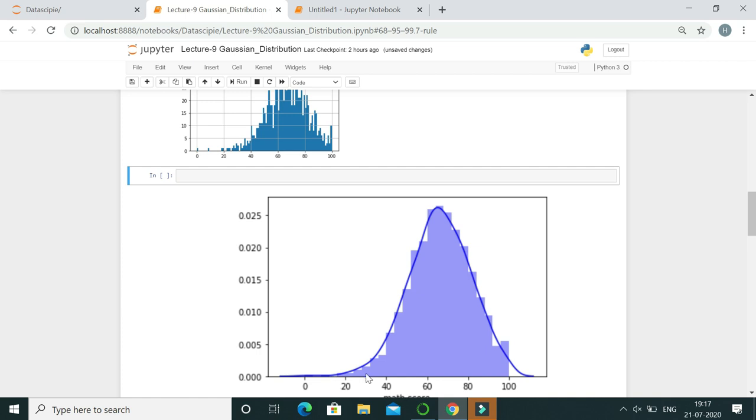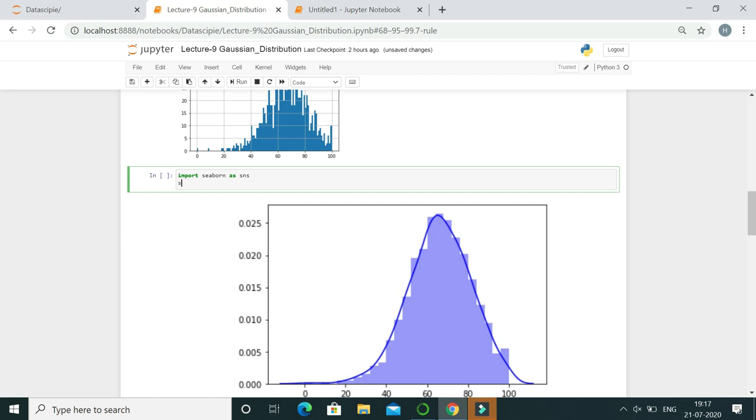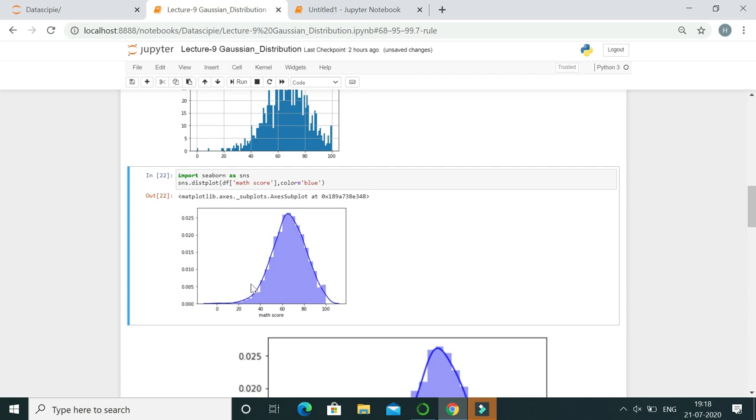Next, we have to plot this curve. For that, first of all, we have to import the Seaborn library. Import seaborn as sns. Then from seaborn, sns dot, we utilize this plot. From the df data frame we utilize the column math score. Next we specify the color as blue, so color is equal to blue. When we plot it, we get this normalized curve.